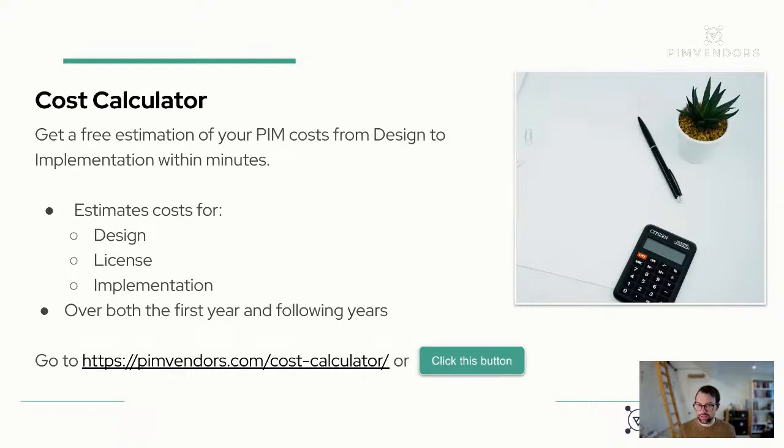We have a cost calculator, so a free estimation of your PIM costs that usually includes, of course, the usage and the licensing, right? That is something to keep in mind, but also the design and the implementation. It gives a pretty good estimate, I dare say, within minutes. So you get costs not just for the first year, but also for the following years, and you can actually create your own total cost of ownership structure with the cost calculator.